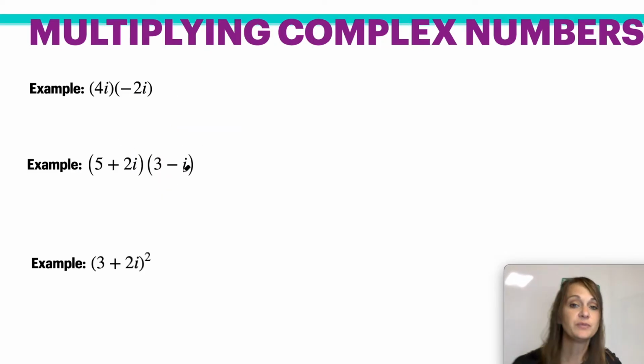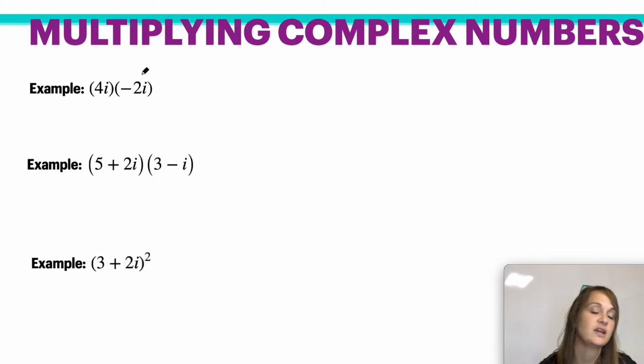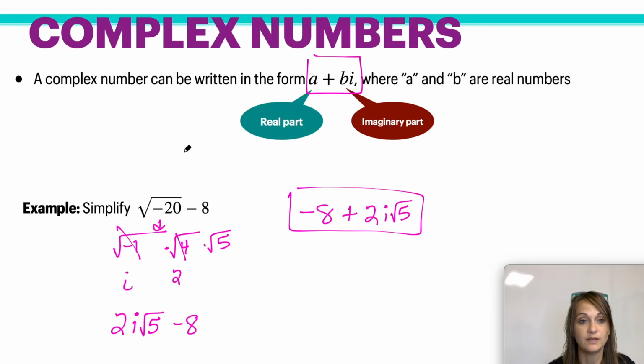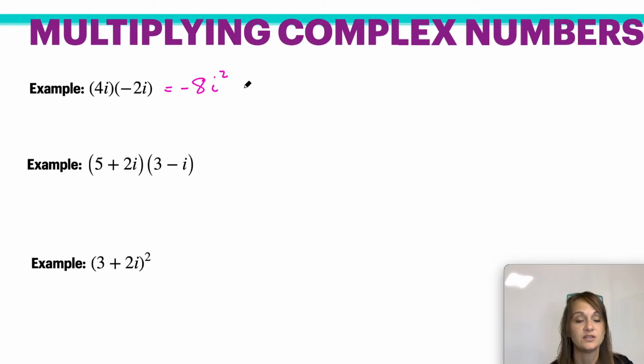You also can multiply complex numbers, but in this case, you do need to be careful that when you multiply i's together, it is possibly going to change the answer. So 4 times negative 2 is negative 8, but i times i is i squared. And you have learned from previous that i squared is the number negative 1. And so this is negative 8 times negative 1, so your answer is actually a positive 8. The i's actually go away.